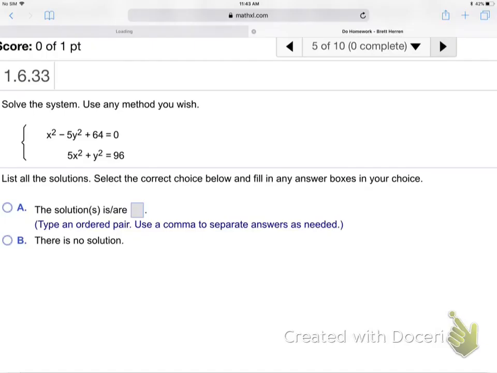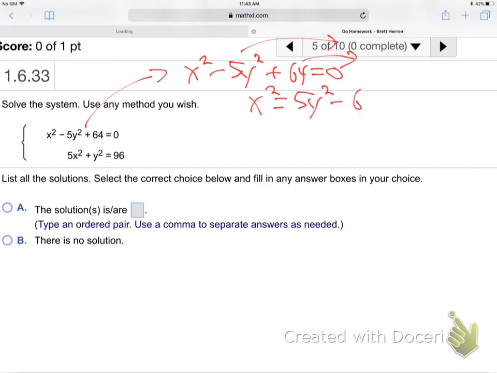Okay, so what do you got to do? Well, you just solve for x squared or y squared and plug into the other one. So x squared minus 5y squared plus 64 equals 0. I would just jump this over. So x squared is 5y squared minus 64. And then just plug in for x squared into the other equation.